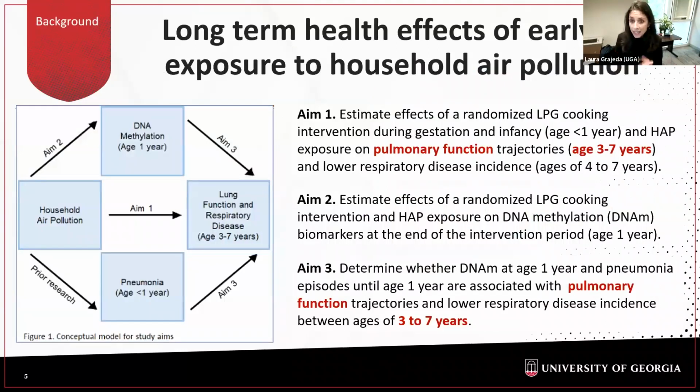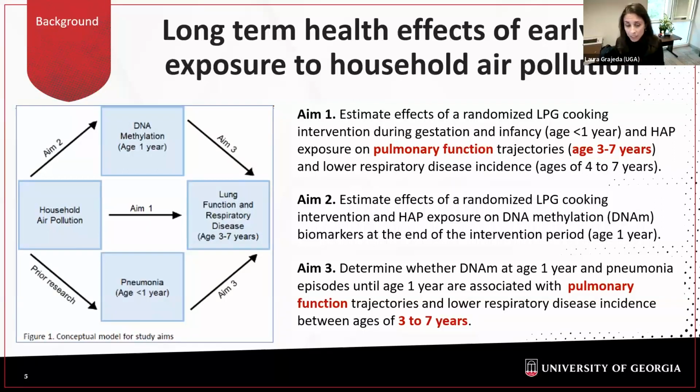So because there is a lack of information about the effect of air pollution on long-term impacts, and because we have this unique opportunity with the HAPIN study that has shown, as Devan showed us a little bit ago, good exposure contrasts, and because HAPIN had several measurements of exposure during the lifetime of the child, we decided to take advantage of this opportunity and submitted a proposal to the National Institutes of Health, aiming to study the long-term health effects of early life exposure to household air pollution.